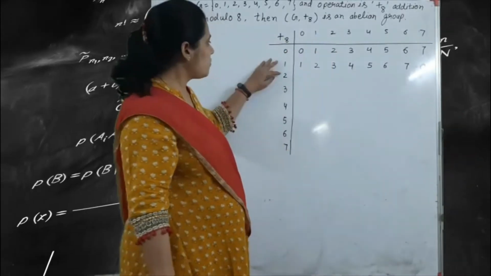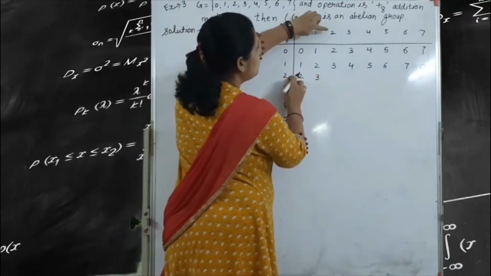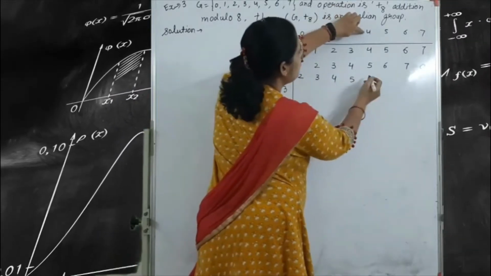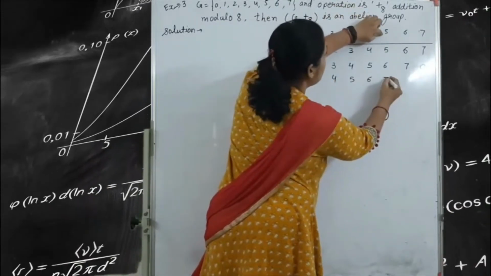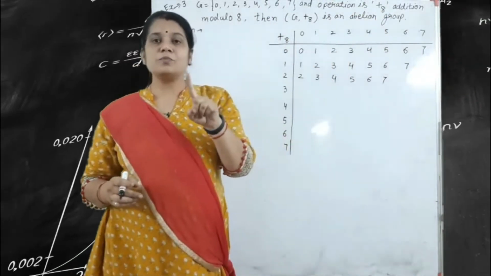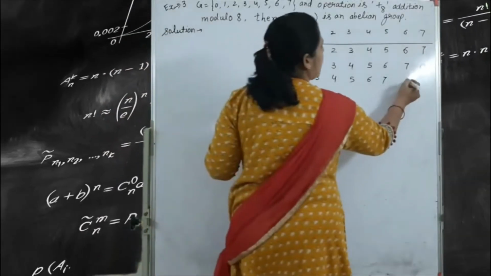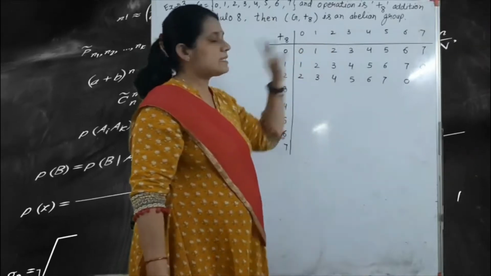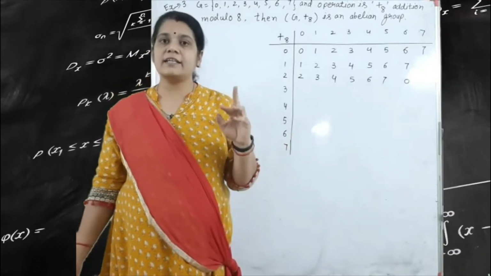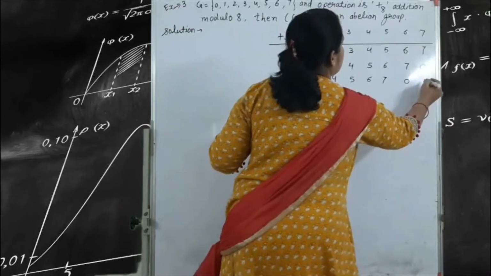Got it? Next is 2. 2 plus 0 is 2, 2 plus 1 is 3, 2 plus 2 is 4, 2 plus 3 is 5, 2 plus 4 is 6, 2 plus 5 is 7, 2 plus 6 is 8. 8 divided by 8 has remainder 0, so we write 0. 2 plus 7 is 9, which is greater than 8. 9 divided by 8 has remainder 1, so you write 1.